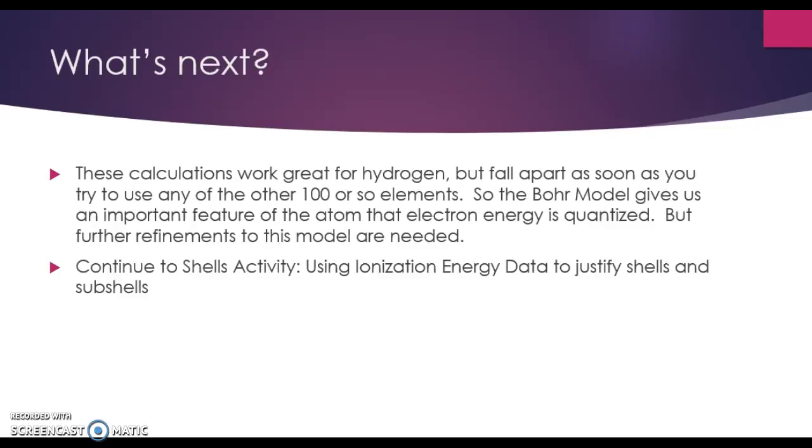So what's next? Well, what happened was that these calculations and others that were done by Niels Bohr work great for hydrogen, which only has 1 electron, but sort of start to fall apart as you get more electrons in more shells. So the Bohr model gives us an important step forward from Rutherford, who didn't really specify anything about where the electrons were, to Bohr, where we knew that they are in these particular shells of energy. But we need further refinements on this model.